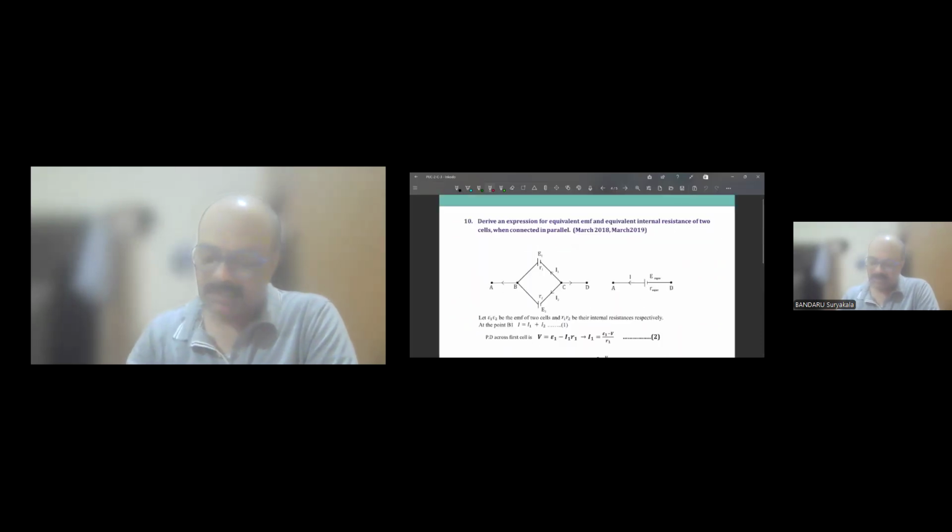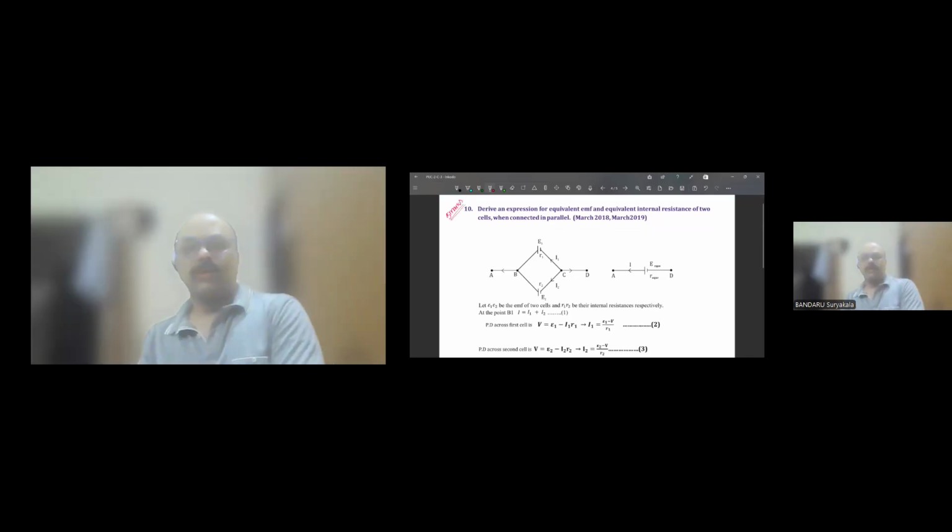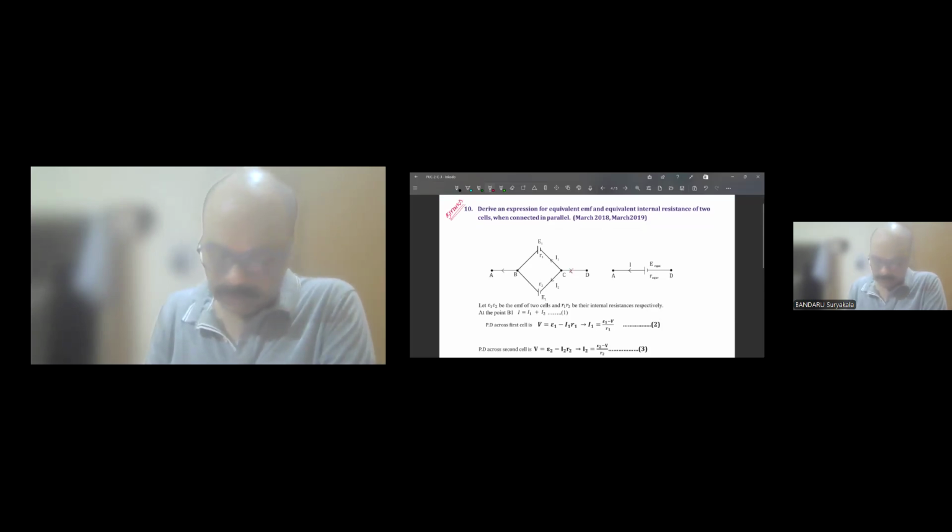So next one, if you see this, they can ask it for 5 marks. Two cells connected in parallel. So the cells are connected in parallel. Check the diagram, an easy diagram. Input current and output currents. Yes, this is the correct diagram.